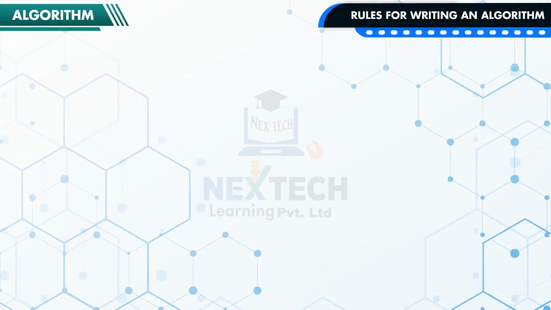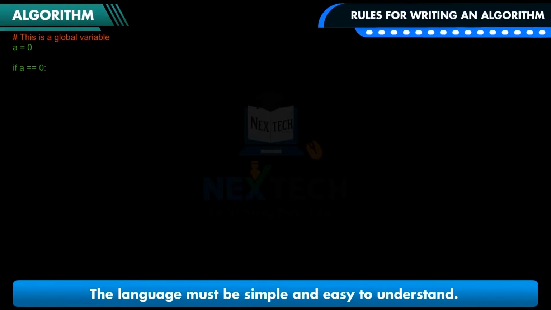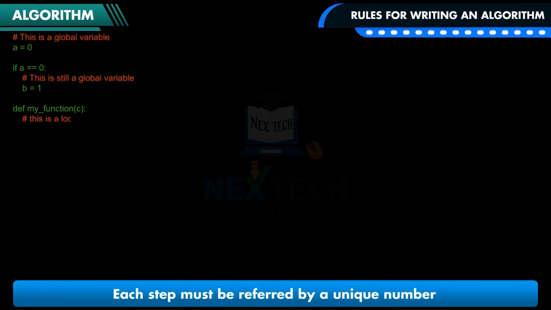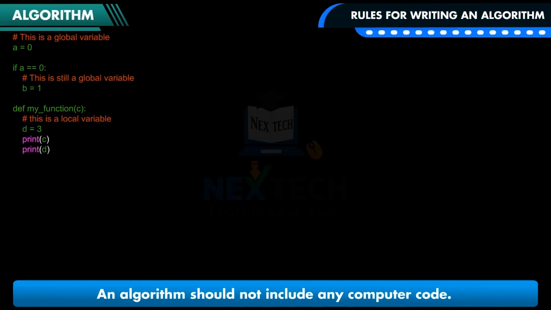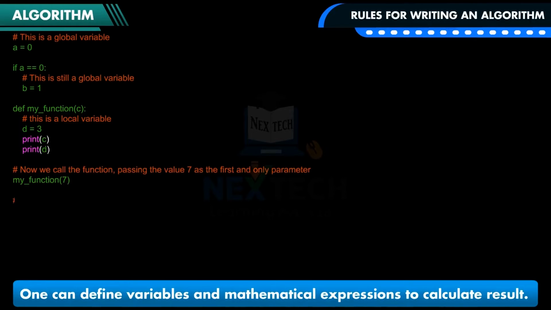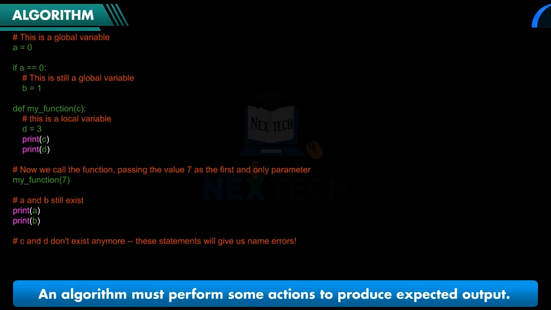Rules for writing an algorithm. An algorithm must be written in an English-like language. The language must be simple and easy to understand. It must have a precisely defined input. Each step must be referred by a unique number and written in a sequential manner. An algorithm should not include any computer code. It must have a well-defined starting and ending point. One can define variables and mathematical expressions to calculate result. An algorithm must perform some actions to produce expected output.